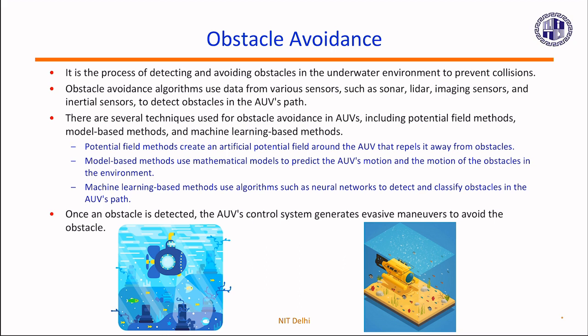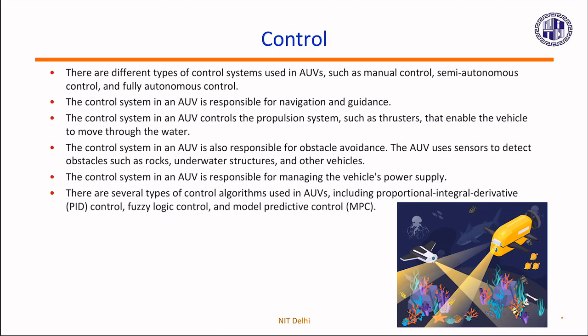Now the control. The control system is responsible for ensuring that the EUV can navigate through the water and carry out its intended mission. Here are some details about control in EUV algorithms. There are different types of control systems used in AUVs such as manual control, semi-autonomous control and fully autonomous control.